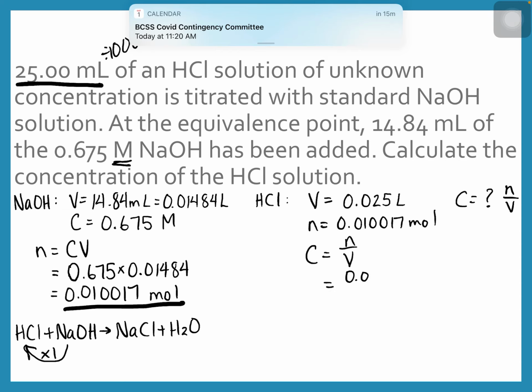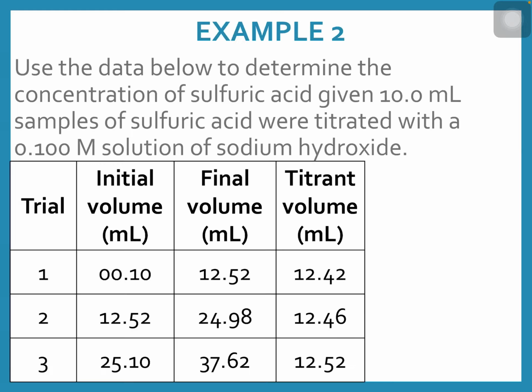So I have 0.010017 moles of hydrochloric acid, and I used 0.25 liters. And so that is going to equal 0.40 moles per liter, or molar. Okay, we'll do another example.